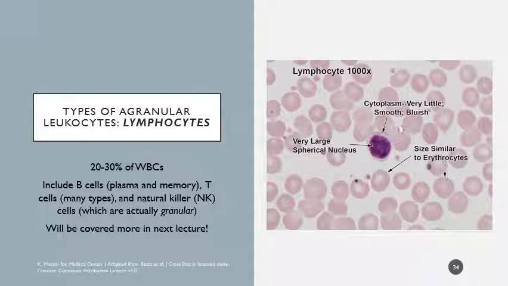So then we have lymphocytes. These are like B cells and T cells, so B plasma cells, B memory cells. There's lots of different types of T cells, and then there's also those natural killer cells, which are granular, remember. So these lymphocytes tend to be a lot smoother. They have a very distinct smooth nucleus, but they don't have those granules that we see in granulocytes. So we cover these in a lot more depth in the immune physiology lecture. They comprise about 20 to 30% of white blood cells, so a big fraction, but there's many different types of them. There's two types of B cells and many different types of T cells.